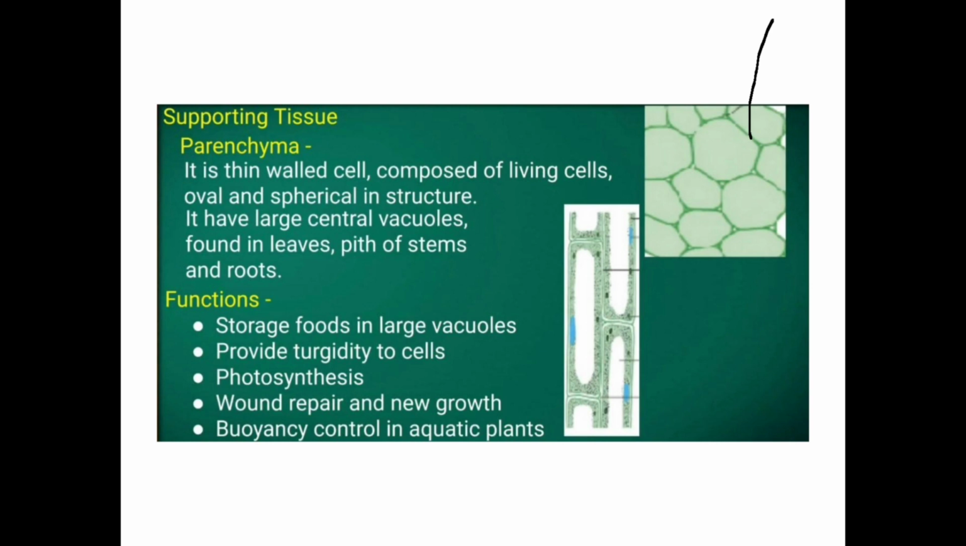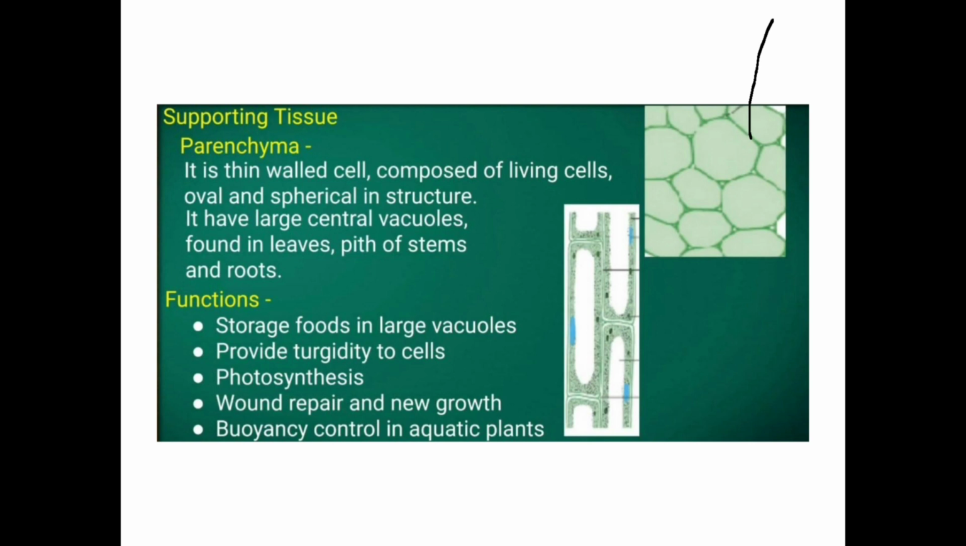Okay, so what is the function of this parenchyma? This parenchyma stores food in large vacuoles. Because they have the large vacuole, they will be storing the food. This vacuole or space provides turgidity to the cells, and they perform photosynthesis, wound repair, new growth, and buoyancy control in aquatic plants. They have a large air cavity space which provides them buoyancy. That means it can be floating in water. Aquatic plants float due to this parenchyma only.